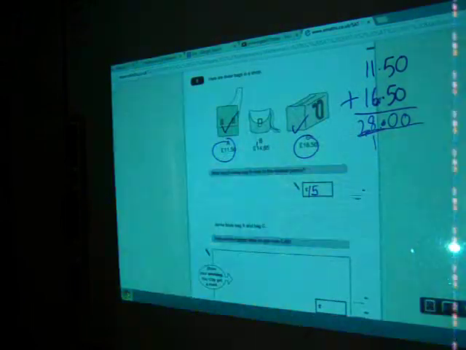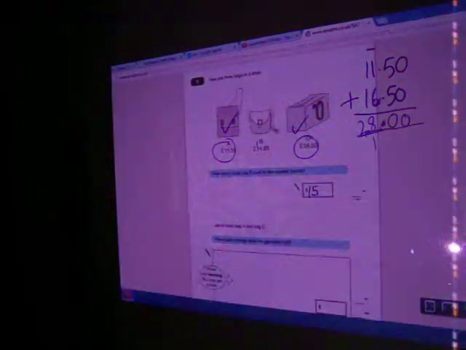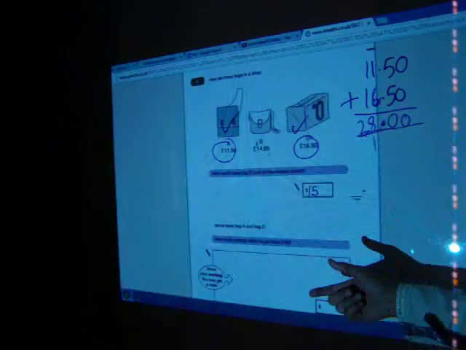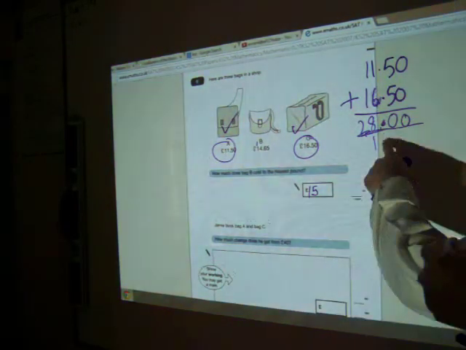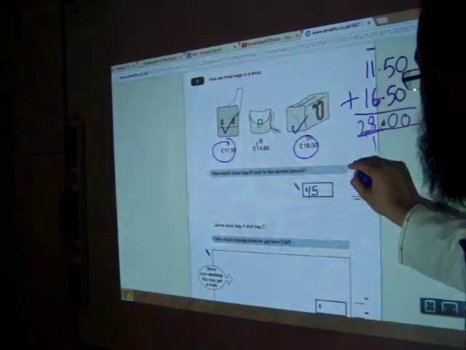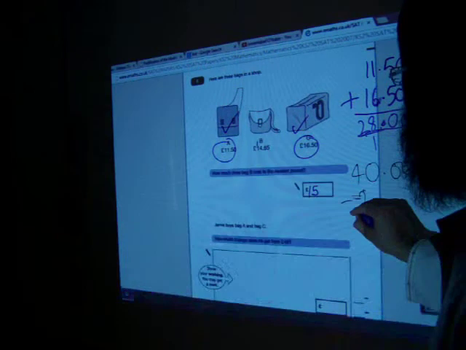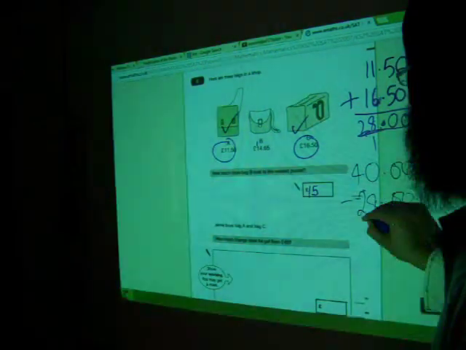Okay, next. Jamie buys both bags. We need to work out the change from £40. So Zara, can you help me with the next one? How do I work out the change? We work out the total. What's the technique for working out the change? £40, take away £28.